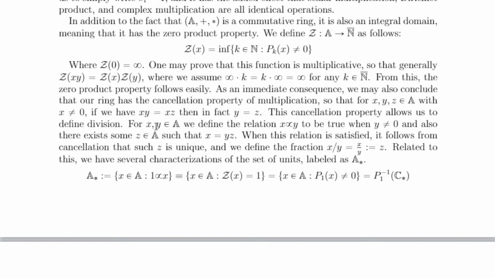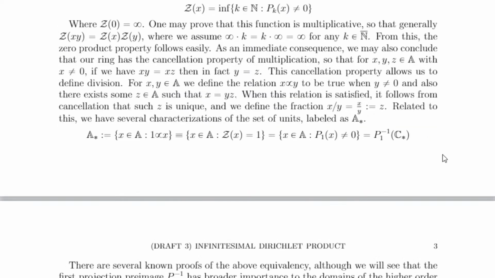So this value of z is unique, and that lets us define a function. If we have x and y, and x is proportional to y, which means y is non-zero and there is some z so that x is y times z, then we define the fraction x divided by y as equaling z. So whatever z happens to be, we'll just have x divided by y as equaling that unique value.